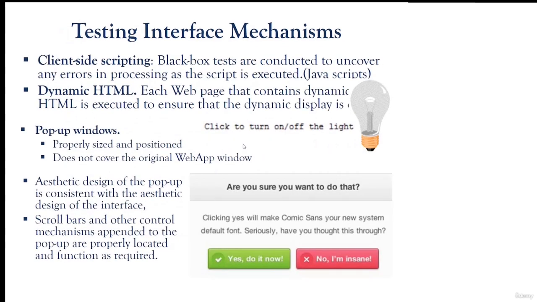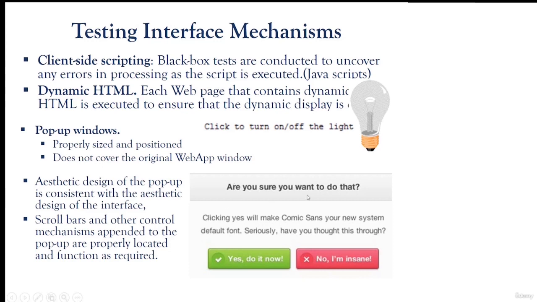When you are performing interface testing, you need to make sure that you are using black box testing. You are doing it manually, and whenever pop-up messages come and open in front of you, they should be properly sized and positioned and not cover the original web app information. The aesthetic design of the pop-up is consistent with the aesthetic design of the interface. The scroll bar and other control mechanisms appended to the pop-up should be properly located and function as required. So you can see this pop-up.